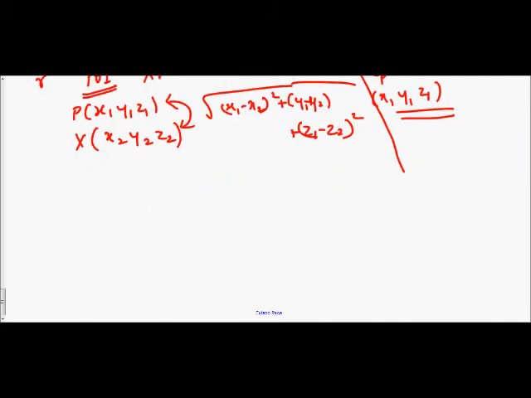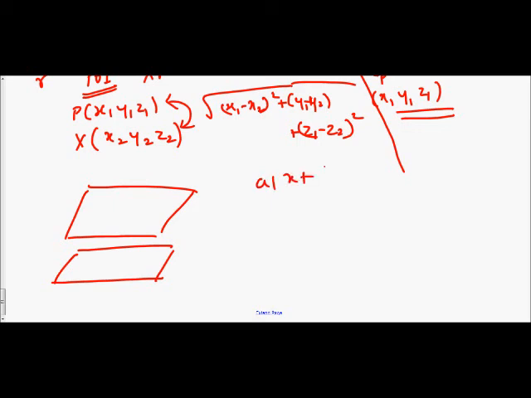Now if you are asked to find the shortest distance between two planes, two parallel planes or two planes, whatever it is, say you are given a1x plus b1y plus c1z equal to d1. I'm just taking it in Cartesian form because it's easier that way. I think by now you know how to interpret any form into the other, right? If these two planes are given, you need to find the shortest distance between them.